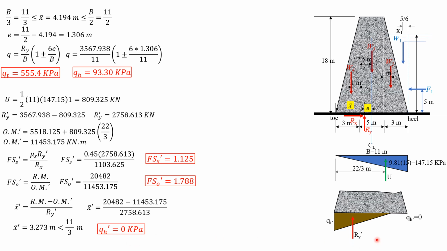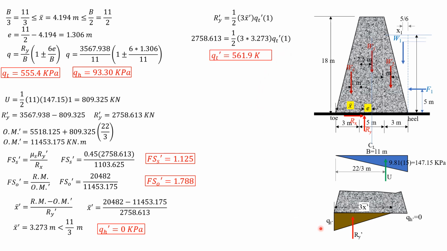Then this is Ry prime. Ry prime is the volume of this pressure diagram, so that you will not forget. And this length is 3 times x bar prime. So Ry prime is equal to the volume of the soil pressure diagram, 1/2 of 3 times x bar prime times Qt prime times 1 perpendicular to the board. Substitute: 2758.613 is equal to 1/2 of 3 times 3.273 times Qt prime times 1. So from there, we can now compute the soil pressure at the toe prime, which is equal to 561.9 kilopascals. And that's it for this problem.